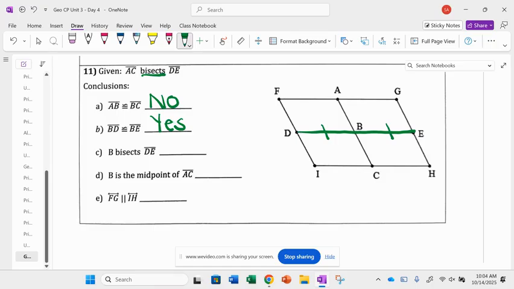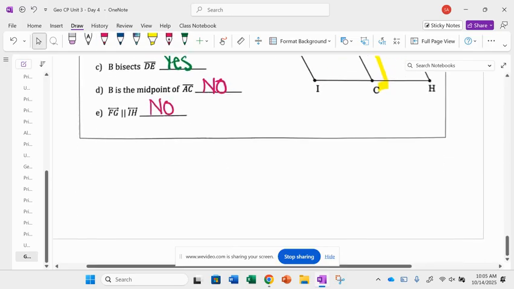Stella, can we say that B bisects DE? Yeah, because that's the point that's splitting it. Can we say, Bella, now be careful, it's saying B is the middle point of AC. No, good. There's no reason we can make any conclusions about AC. I'll tell you this last one. FG and IH are parallel. We don't know. We're going to say no. We don't know anything about parallel lines. So that's a no. All right, that was the last one.